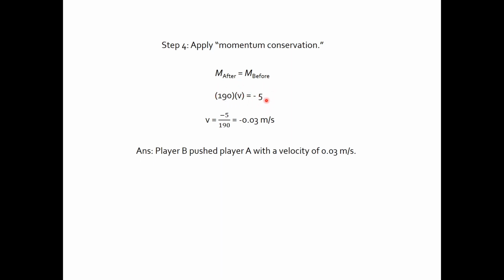So you can divide each side by 190. Then the answer will be negative 0.03 meters per second. It's negative, which means they will move together in the negative direction. So the answer could be something like this: player B pushed player A, and they move together with a velocity of 0.03 meters per second in the negative direction. Again, this is a question about linear momentum conservation.